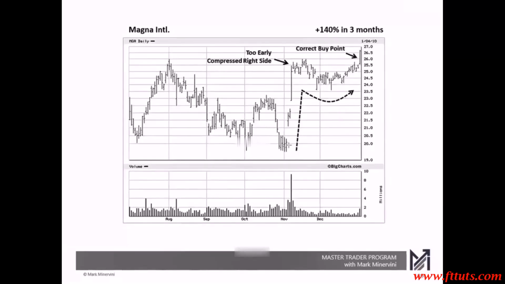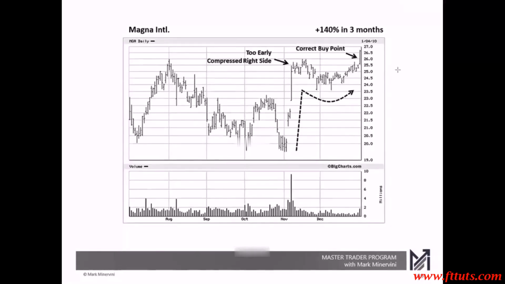Well, that's great if we had a crystal ball, but we don't know that this stock is going to take off up this right side. And we don't even know if it's going to set up. So we've got to wait. We've got to wait to make sure that all these elements come together and we get that low risk entry point. Here again, 140% in 3 months.